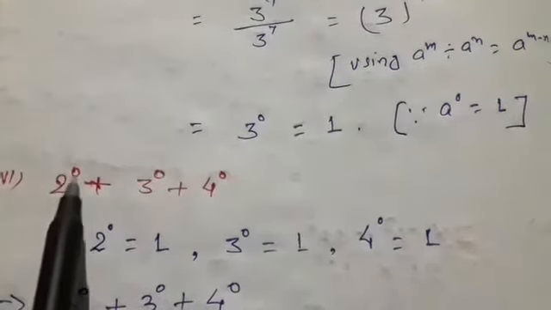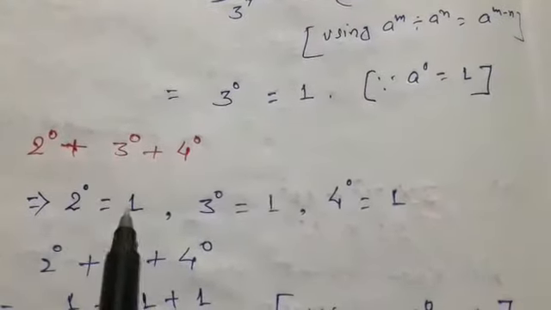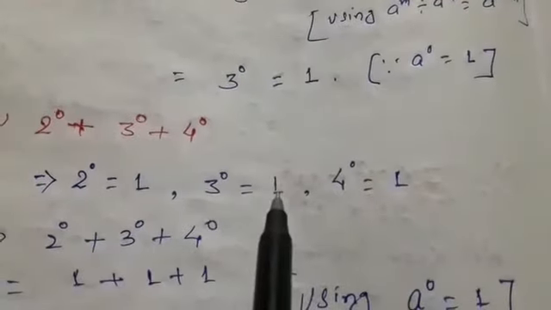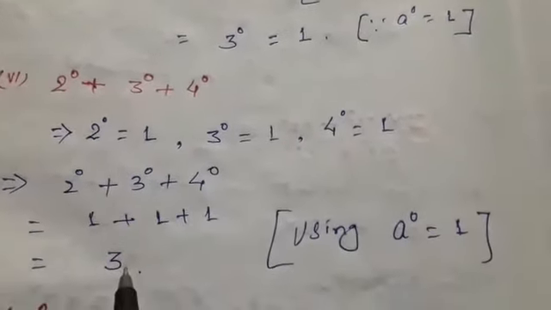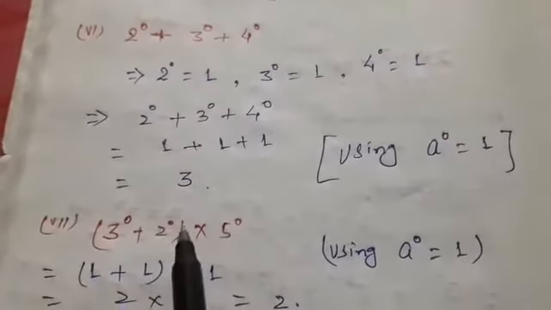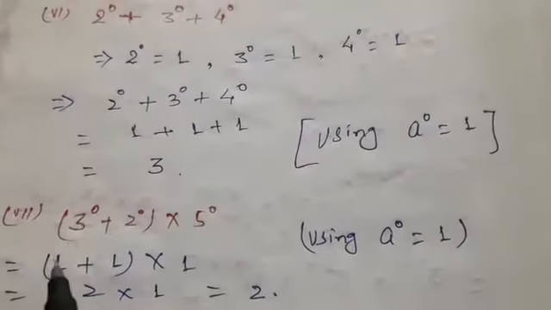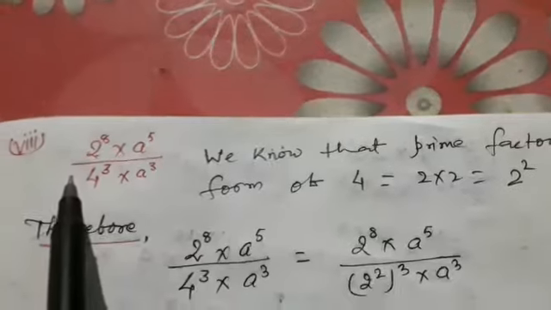Next is 2 to the power 0 plus 3 to the power 0 plus 4 to the power 0. As we know, power 0 gives 1. So 2 to the power 0 equals 1, 3 to the power 0 equals 1 and 4 to the power 0 equals 1. Hence 1 plus 1 plus 1 equals 3. Next is 3 to the power 0 plus 2 to the power 0 multiply 5 to the power 0, which is equal to 1 plus 1 multiply 1 equal to 2.